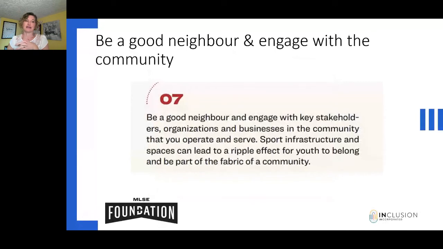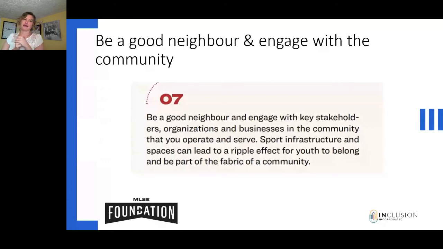Be a good neighbor and engage with the community. So thinking about how you really connect with key stakeholders, organizations, businesses in the community to ensure that you're building community through your sport program. Sport has the power to change the world, and that's a really incredible thing to have the privilege to be a part of. And so how are we really using sport for good and connecting with those around us to do it together?